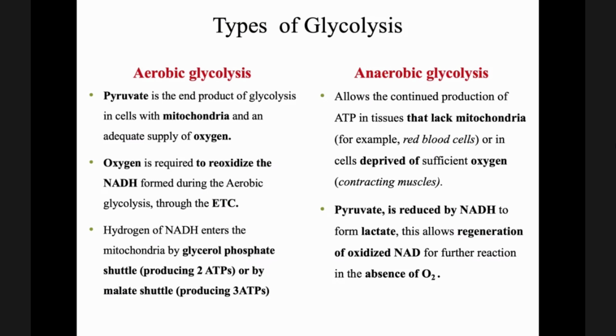However, in the anaerobic condition, the pyruvate is reduced by NADH to form lactate. This will allow us to regenerate the oxidized form of NAD for a further reaction in the absence of oxygen. However, the hydrogen of the NADH enters the mitochondria by the glycerol phosphate shuttle to produce 2 ATP, or by the malate shuttle to produce 3 ATP.